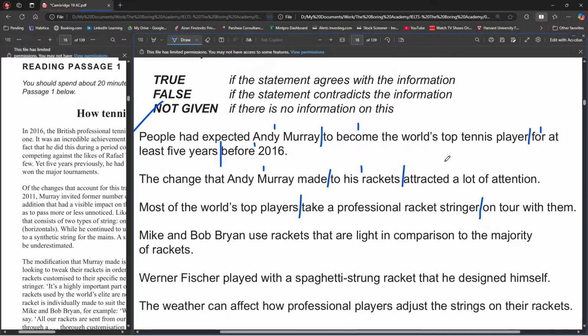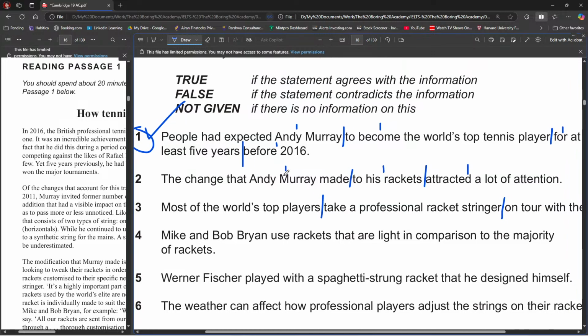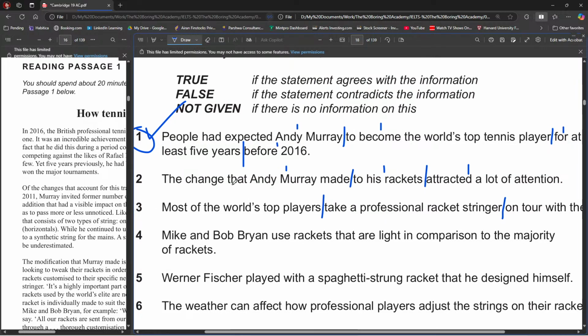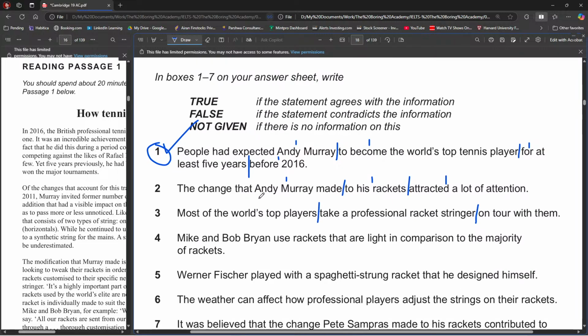So it depends completely. So what I want you to do is, while solving the question, let's say that we are only focusing on the first question, you should mark the keywords, and you should make sure that you look at the keywords for the second question as well. I'll explain why and how later on. The change that Andy Murray made to his rackets attracted a lot of attention. So attracted a lot of attention, this is a keyword. Top players is a keyword. On tour with them, this is also a keyword.